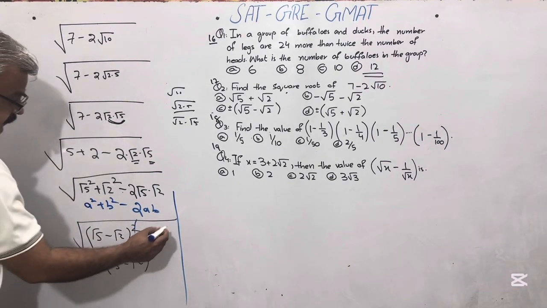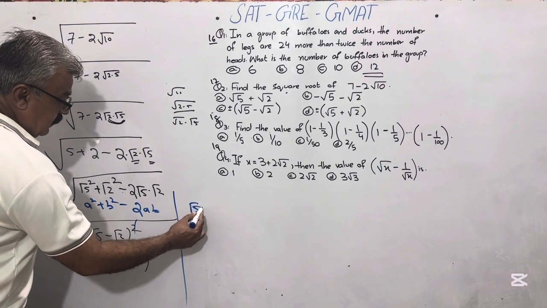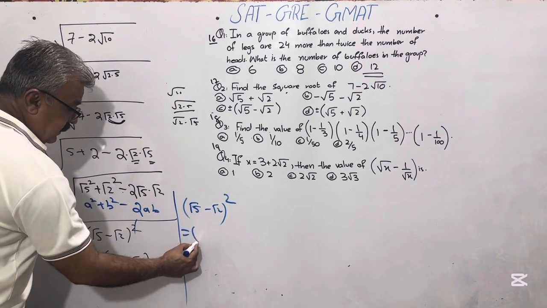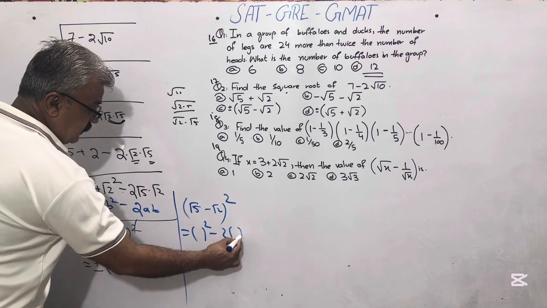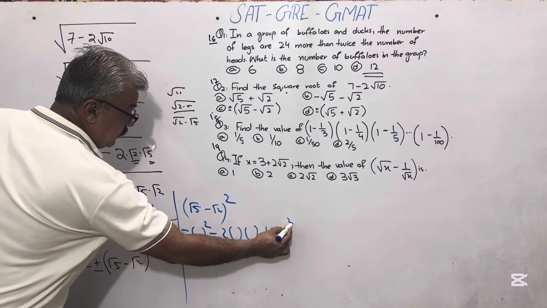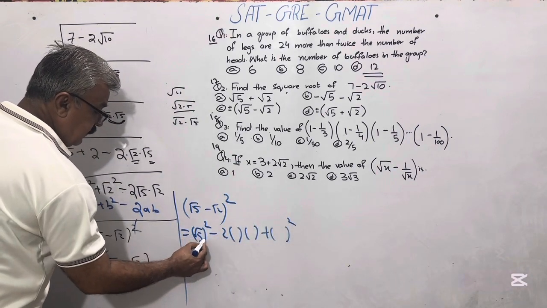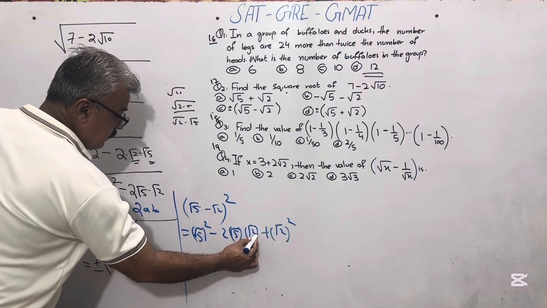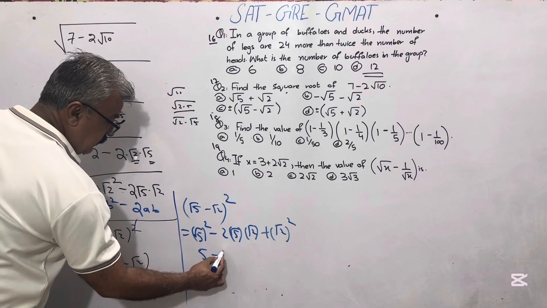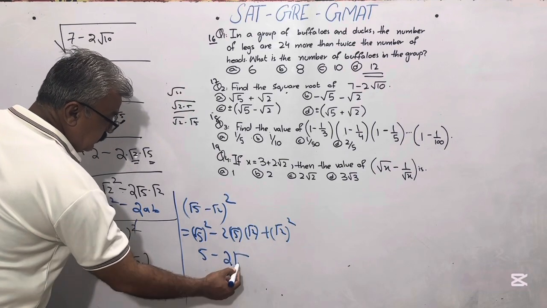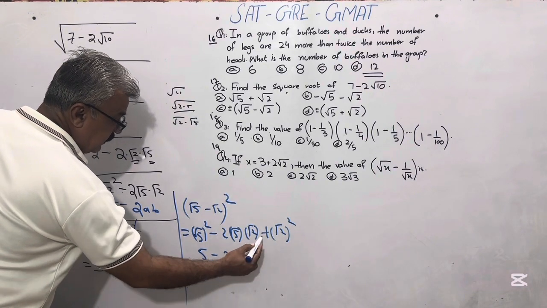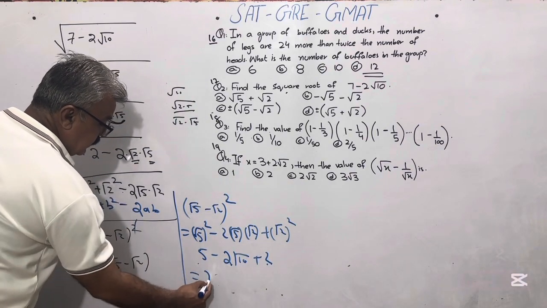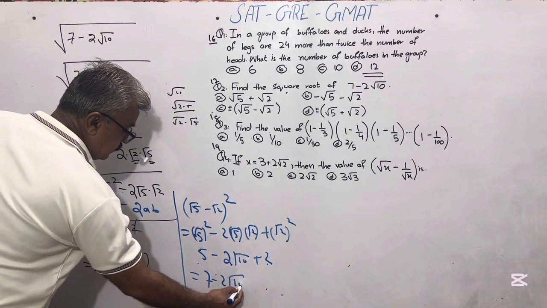Open this up. Root 5 minus root 2 is square. Open this up. It's A square minus twice A into B plus B square. Here A is root 5, here B is root 2. Square and root cancel, 5 minus 2. They are multiplication, no symbol in between. We can multiply them, 2 from the 10 square root, plus 2. 5 and 2. That is our 7 minus 2 square root 10.